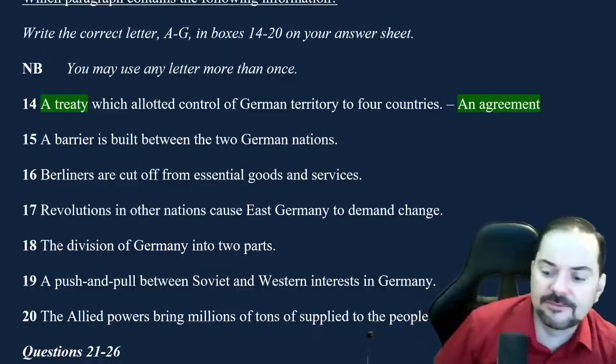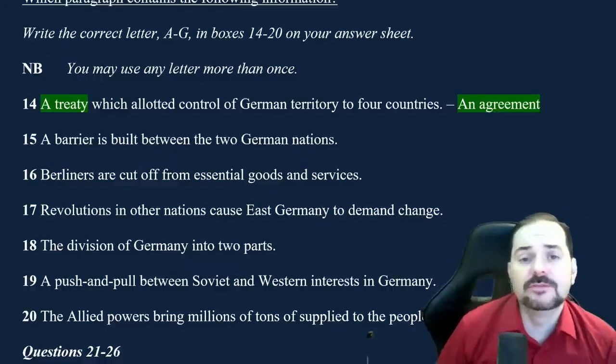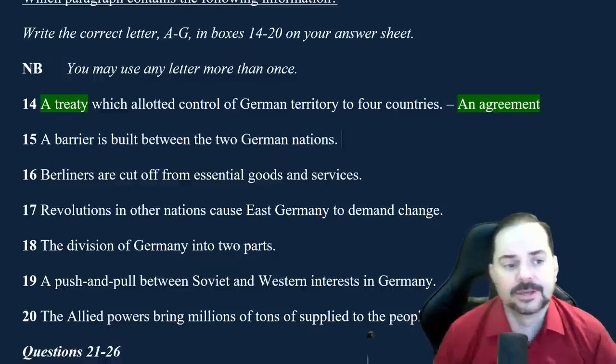AJ says, I forget what I read. I have a memory like a goldfish. AJ, you need to visualize it, picture it, and you need to include yourself. We'll do that a little bit in just a moment.